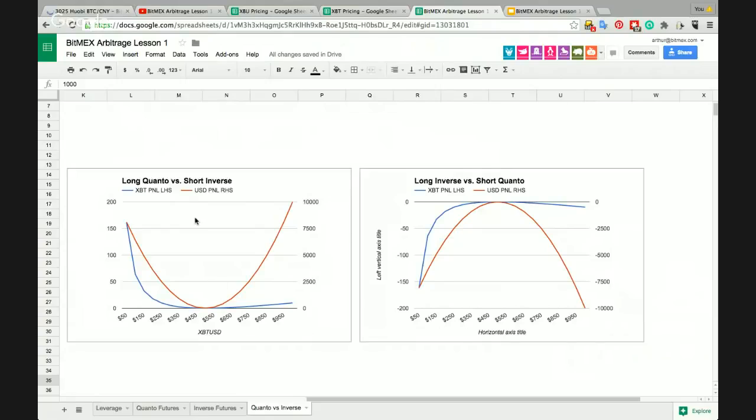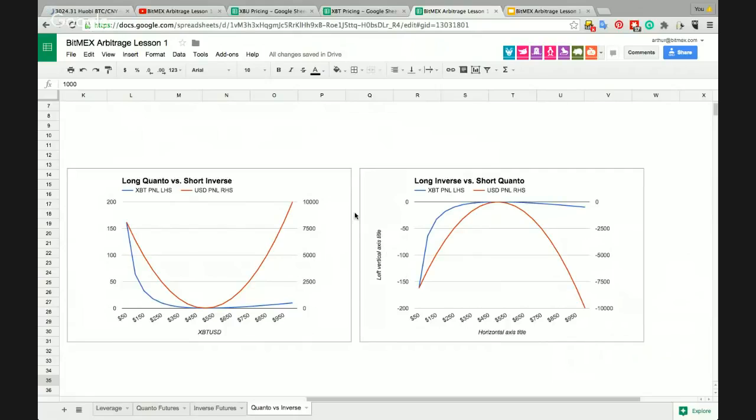So as we see, it's better to be long Quanto and short inverse, as a price up or price down means we make money. Now let's look at the opposite: long inverse, short Quanto. We have the reverse of this graph, whereby we're negative P&L in every circumstance, if the price goes up or the price goes down. This phenomenon is called gamma in option terms, convexity in bond terms.